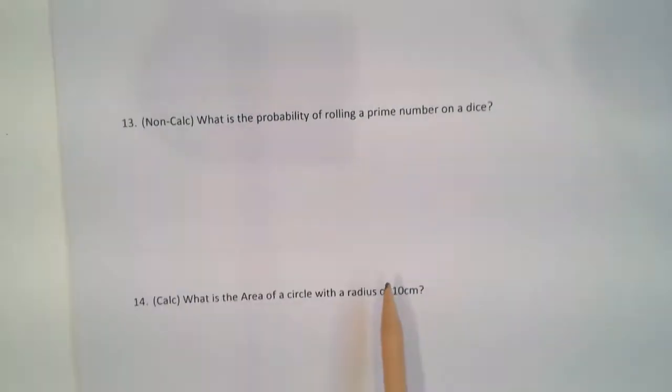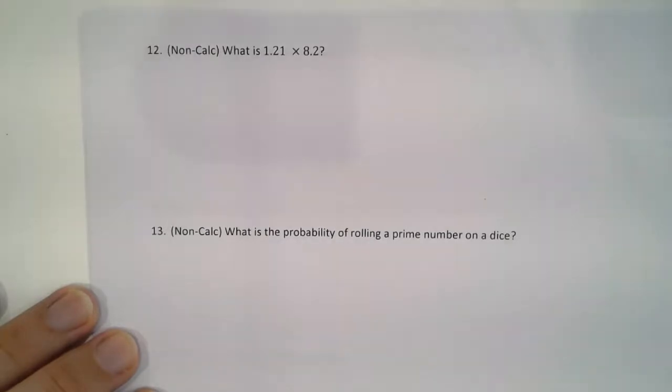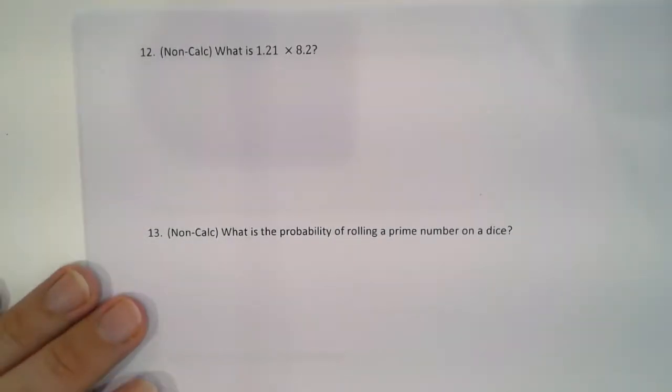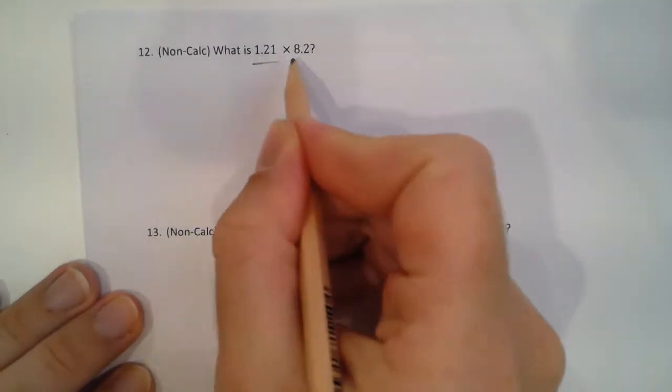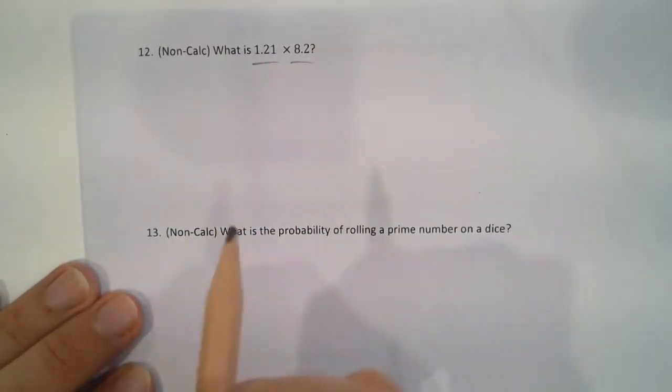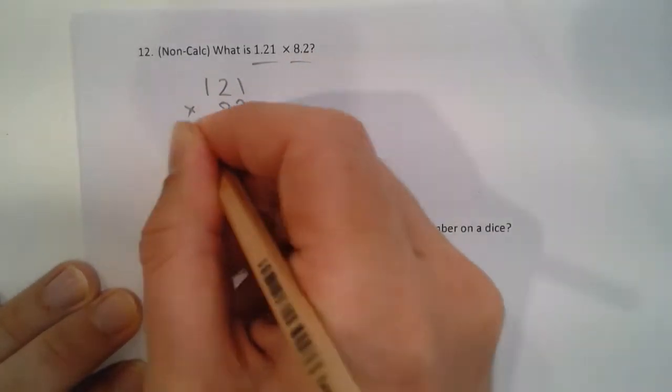Number 8. No, I lied. Number 12. Non-calculator. What is 1.21 times 8.2? So when we're multiplying decimals, we're best off just multiplying the numbers first. So 121 multiplied by 82.